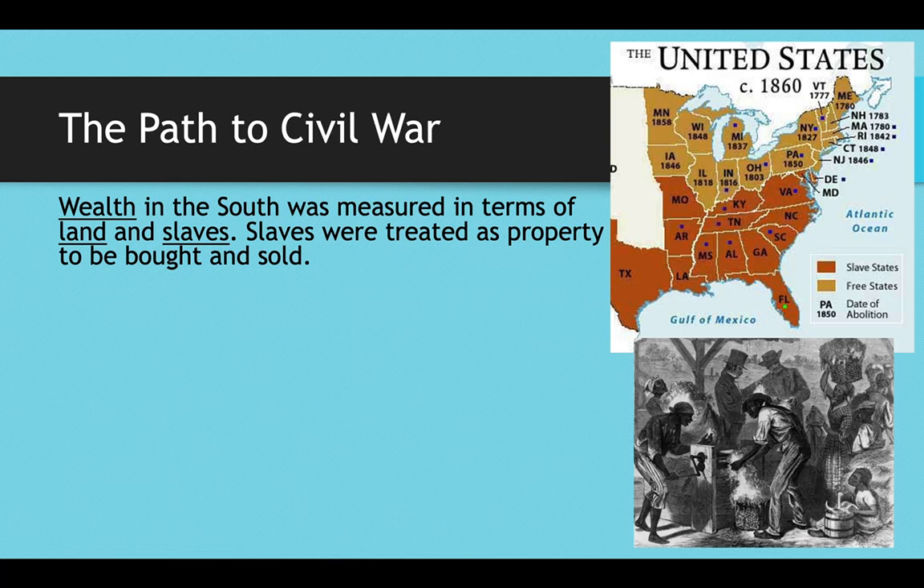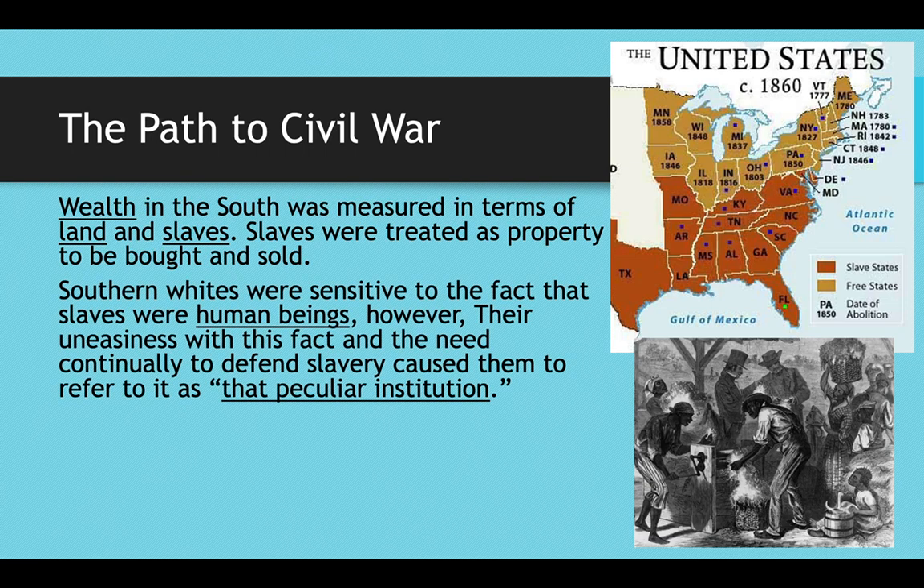Well, wealth in the South was measured in terms of two things, land and slaves. And both land and slaves were treated as property to be bought and sold, and the amount of land and slaves you had determined your net worth. Now, Southern whites were sensitive to the fact that slaves were human beings. However, their uneasiness with this fact and the need to continually defend slavery caused them to become even more divided from the North. And they came to refer to slavery as, quote, "that peculiar institution" or "our peculiar institution."